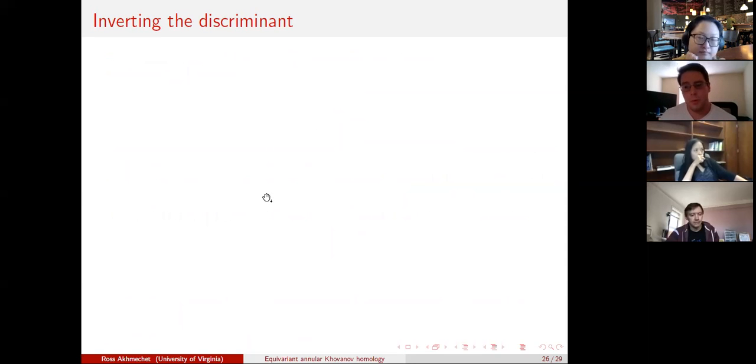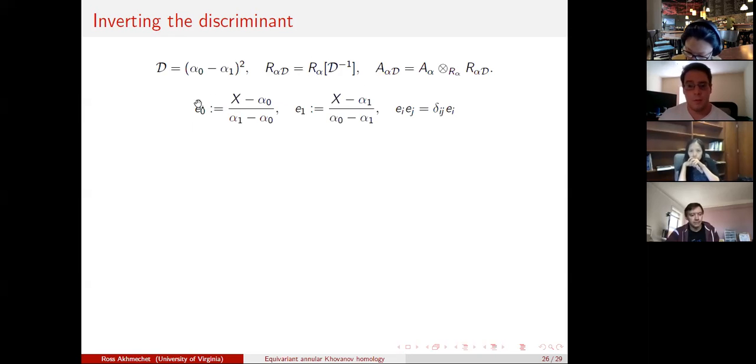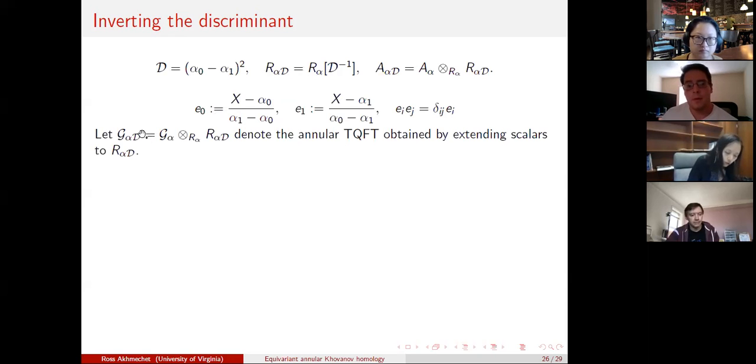I'll just say one additional property of this equivariant annular homology, going back to inverting the discriminant. We talked about this before, and I'm recalling it here. Here you have this element D, and you have R alpha D, A alpha D that you get by inverting D. That gives you these special elements, E0, E1, that form a basis and are orthogonal and decouple the Frobenius algebra structure. And the homology is determined by the number of components and the linking number. And I'll let G alpha D denote the annular TQFT that you get by extending scalars.